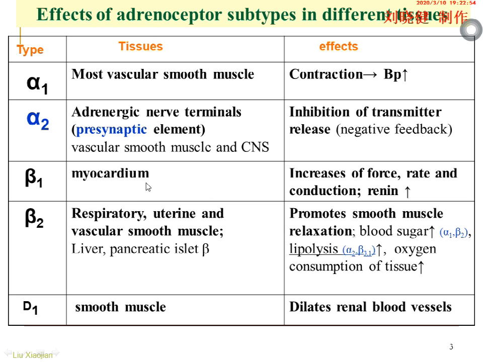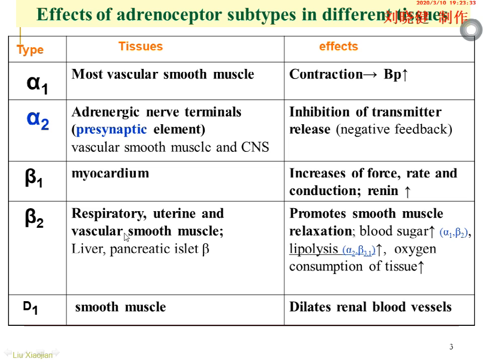Beta 1 mainly resides in the heart. It also resides in the kidney. So it increases heart function and heart rate, and even promotes AV conduction, so it increases the cardiac work, increases oxygen consumption, and promotes the release of renin, increasing the function of the RAAS.